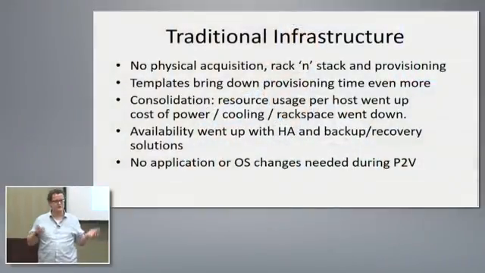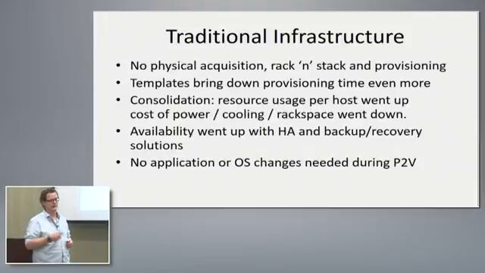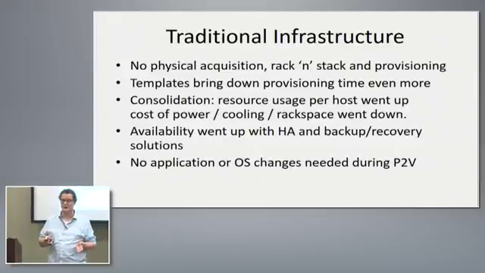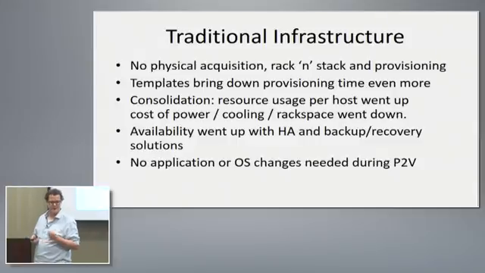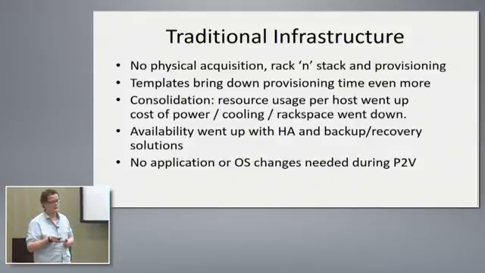So you didn't need to order a physical server, rack and stack it, provision it, et cetera. You had templates inside of the virtual environment, which helped out. You did consolidation, so you ran 20 VMs on a single physical server, which cut down cooling costs, power costs, etc., and the availability went up, right? VMware HA, one of those cool techniques VMware brought to the market. It helped bring high availability to any kind of application. And by any kind of application, that was one of the key things there, because you didn't need to change the application, talk to the application owner, or change anything to be able to move a physical machine into a virtual machine. And that was one of the big pluses of virtualization 10 years ago.